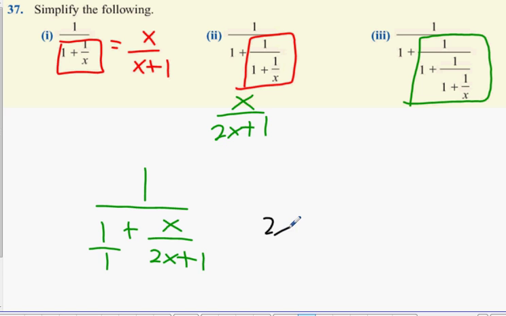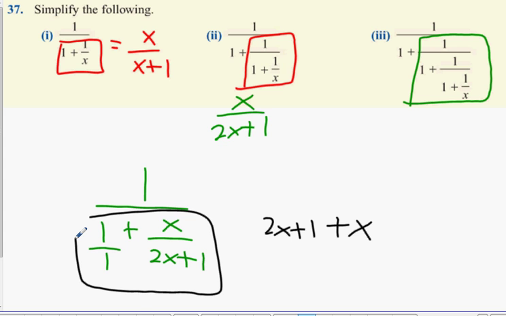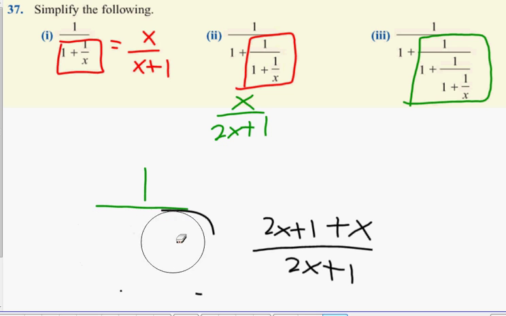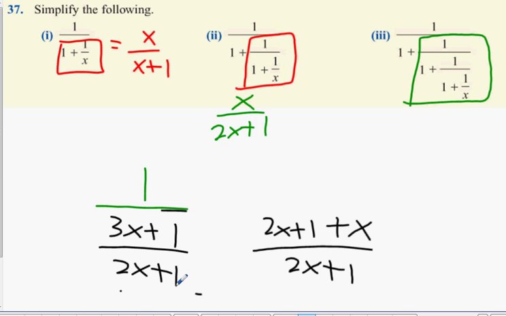So it's going to be 2x plus 1 plus x. I'm just working with this part here. All over 2x plus 1. And what's that going to turn me into? 3x plus 1 over 2x plus 1. So that's all going to change into 3x plus 1 all over 2x plus 1. What do we do with the trick? Turn it upside down again. 2x plus 1 all over 3x plus 1.